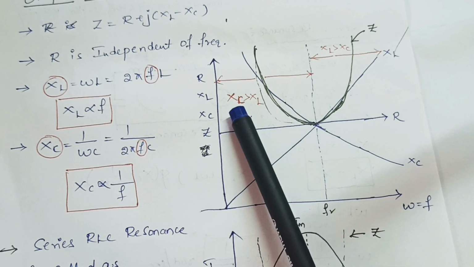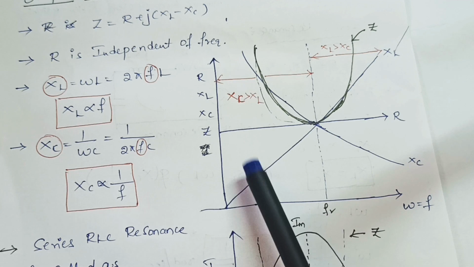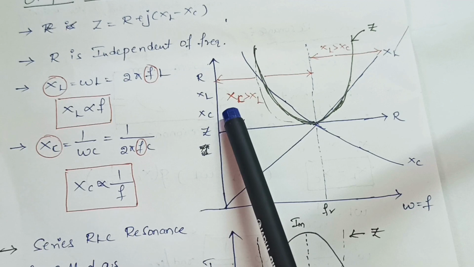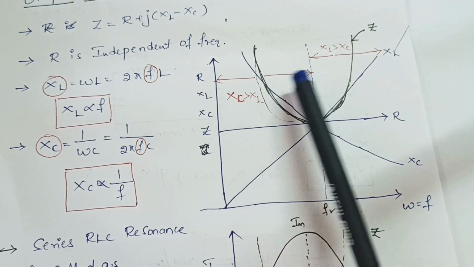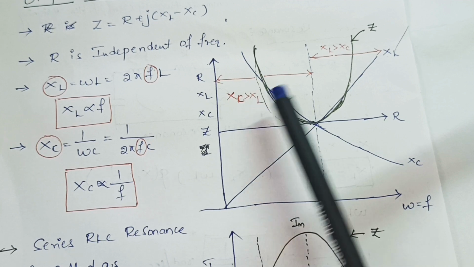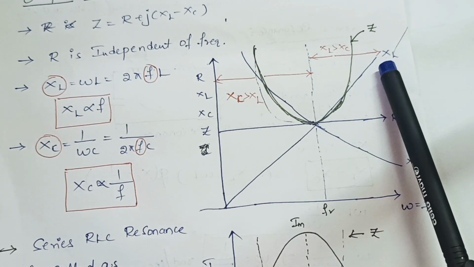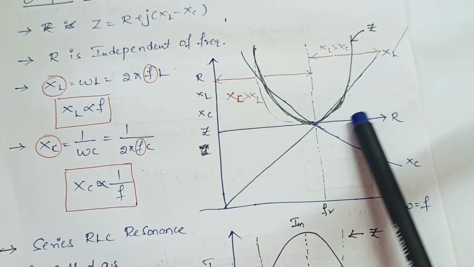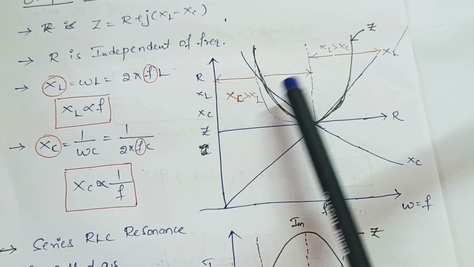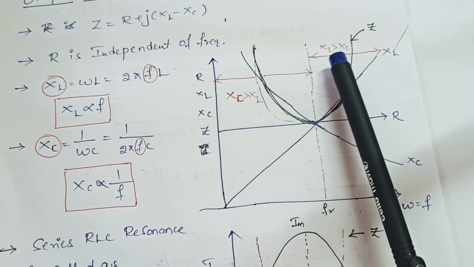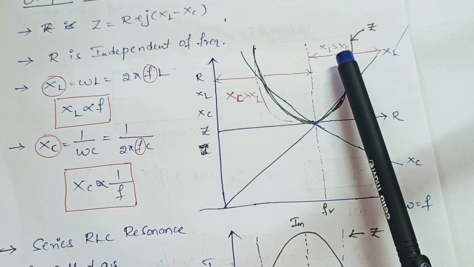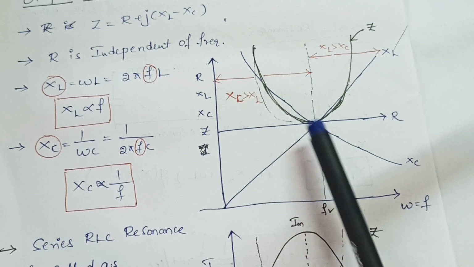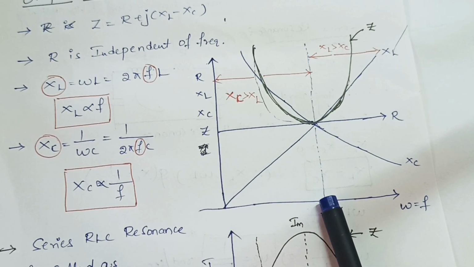Before this resonance point, which has the higher value, XL or XC? XC is higher. Simply, this type of circuit is called a capacitive circuit. Before resonance, the total circuit is a capacitive circuit. After resonance, XL is higher than XC. This type of circuit is called an inductive circuit. That's why I have represented XC greater than XL before resonance, and XL higher than XC after resonance. At resonance, this point is called a resistive circuit.